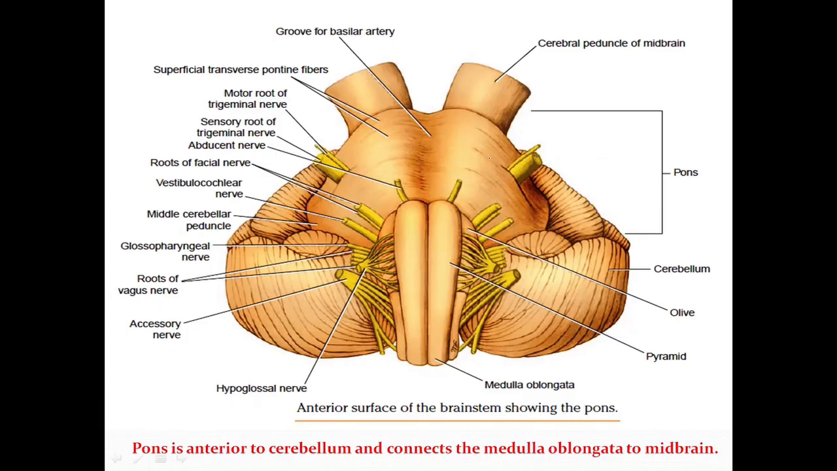A key thing to remember is that on the anterolateral aspects, this will be our anterolateral aspect, you can identify the emergence of the trigeminal nerve, which is the fifth cranial nerve. It has a motor root and a sensory root, so it is a mixed cranial nerve.